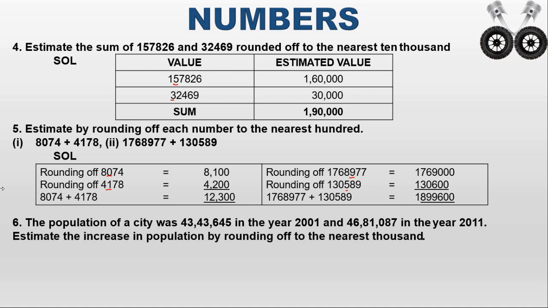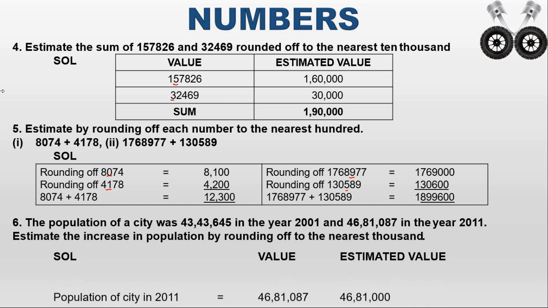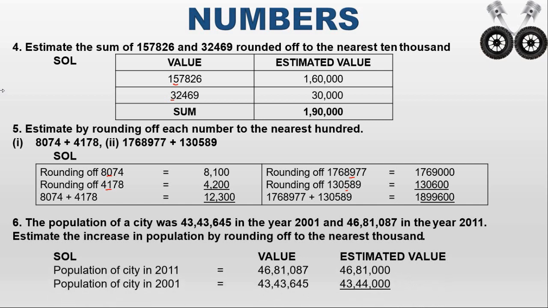Next one is: the population of a city was 43,43,645 in the year 2001 and 46,81,087 in the year 2011. Estimate the increase in population by rounding off to the nearest thousand. So what are they given?